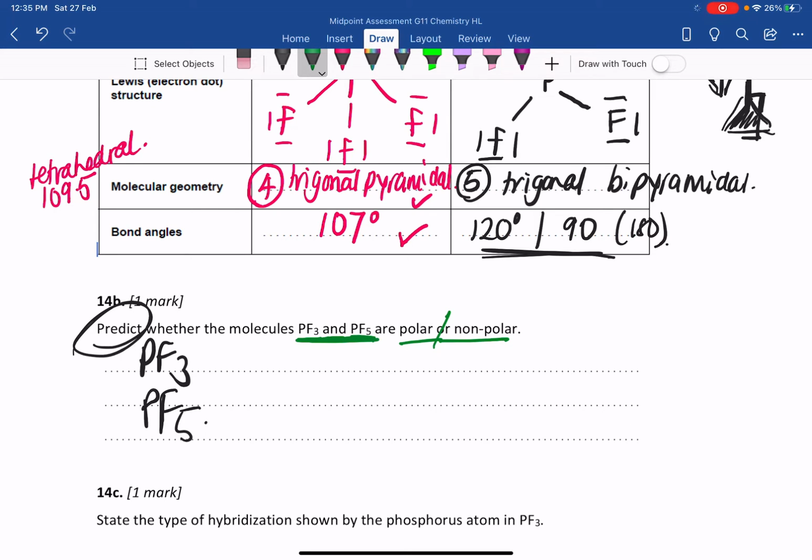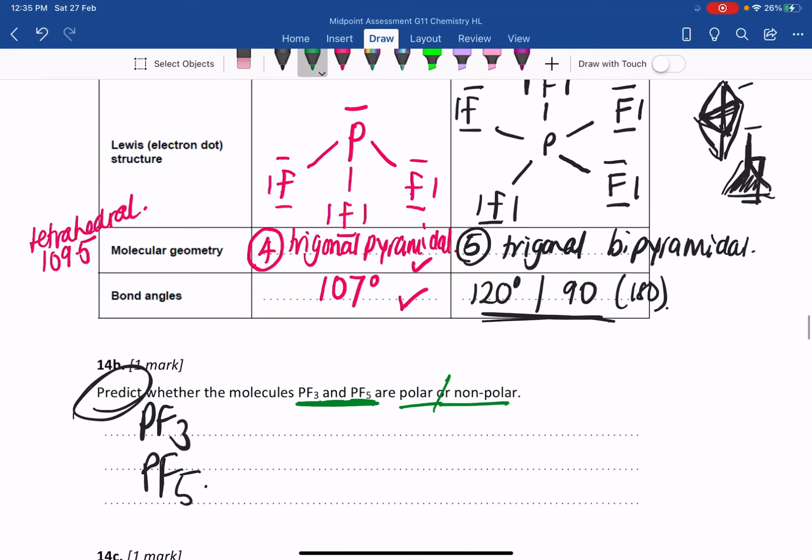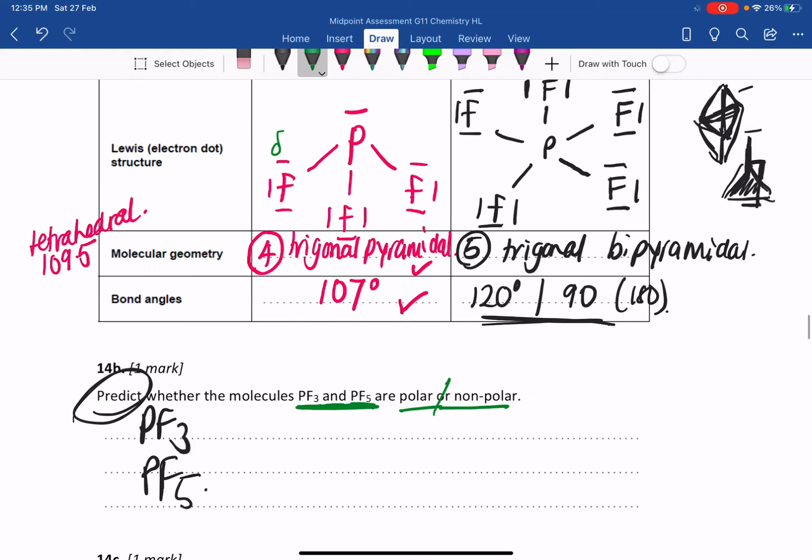So PF3 is the first one. And PF3 has got delta minus here and delta plus here. So the fluorine's going to be more electronegative than the phosphorus, so it's going to have a dipole. The dipole is going to be present, and you're also going to have a dipole across this bond. The bonds in both of them are polar because you have got that electronegativity difference.